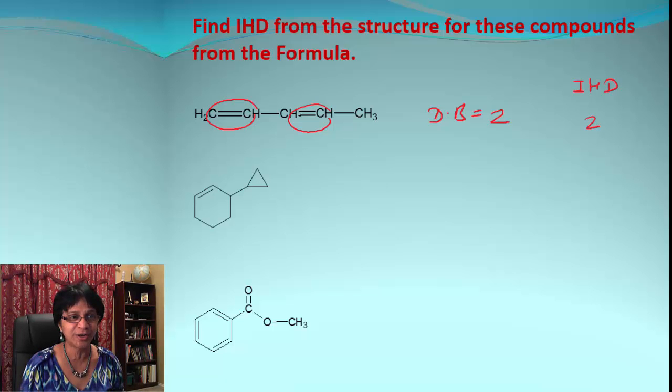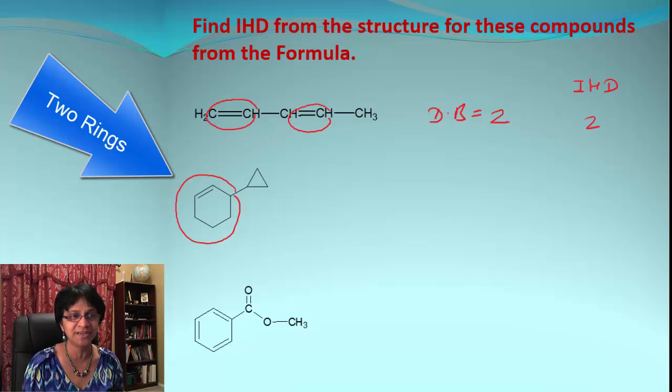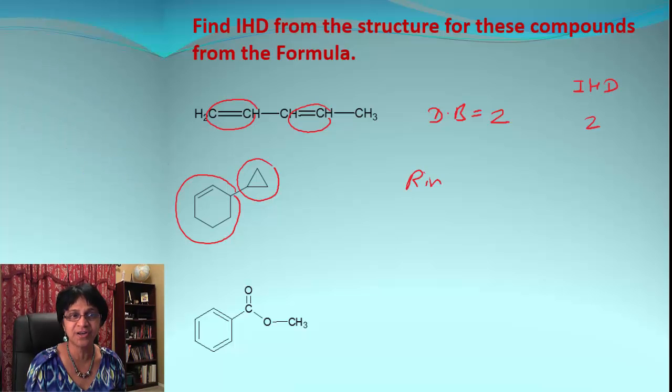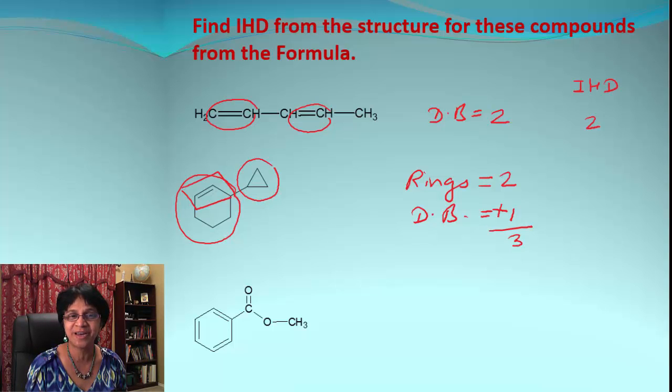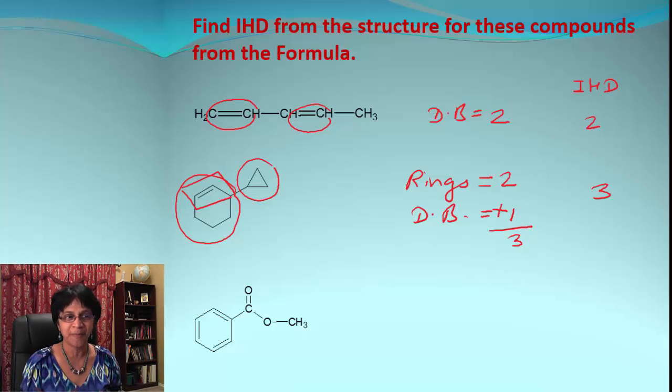It's interesting. You can clearly see there is one ring here and a second ring here. Since each ring qualifies for 1 degree of unsaturation and we got 2 rings, we got 2 degrees of unsaturation from that. And then did you notice there is one double bond present there? That one qualifies for an extra 1 degree of unsaturation. We add those two things and we end up getting 3 as our IHD. Let's look at the third example. Now we can do it in steps or we can directly do it.